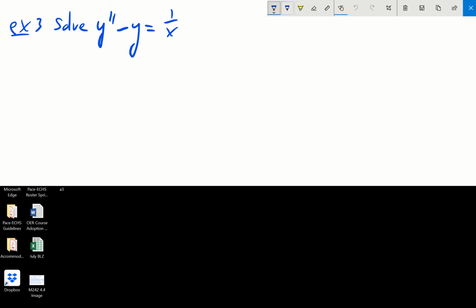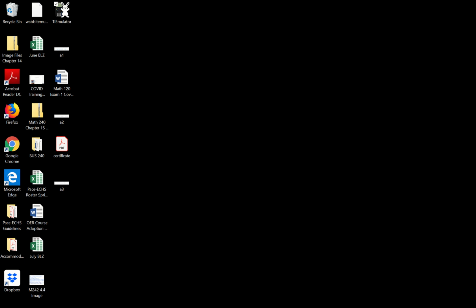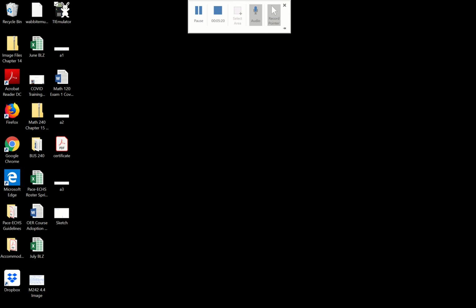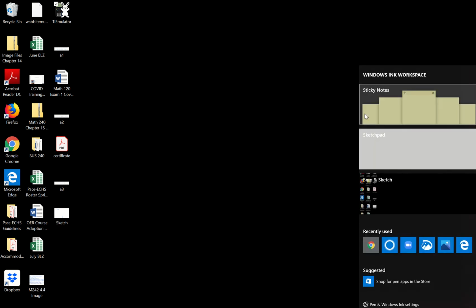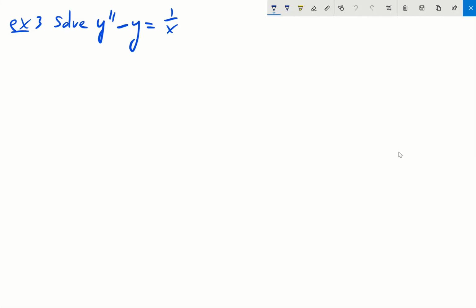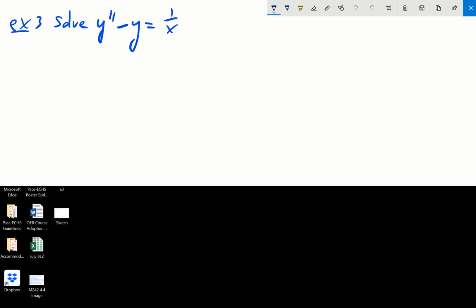Step 1 is still going to be the same. I'm not sure, I apologize. I'm not sure what's going on with this thing. Okay, I think I got the whiteboard figured out. Let's give this another try here. So we want to solve y double prime minus y equals 1 over x. And maybe I did not. My apologies. Well, let's see how much we can squeeze in here.